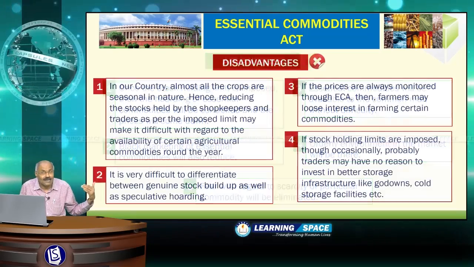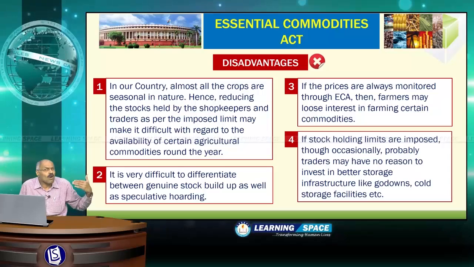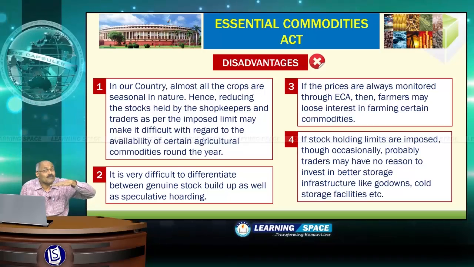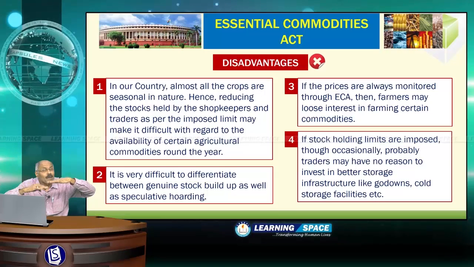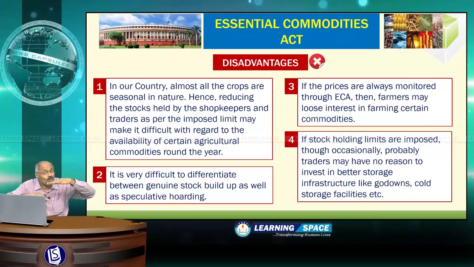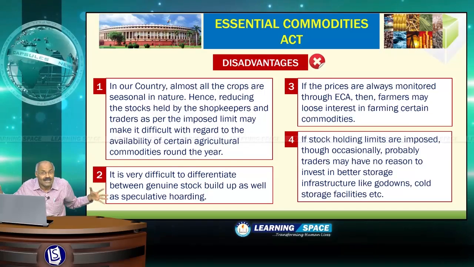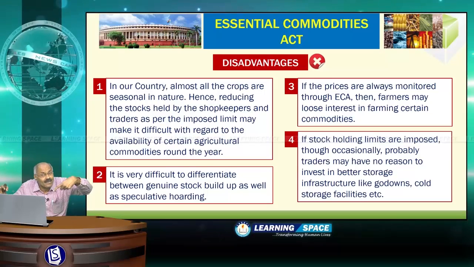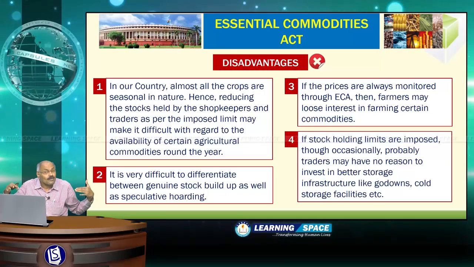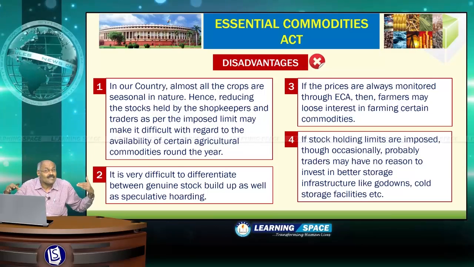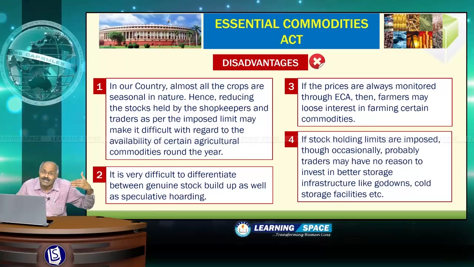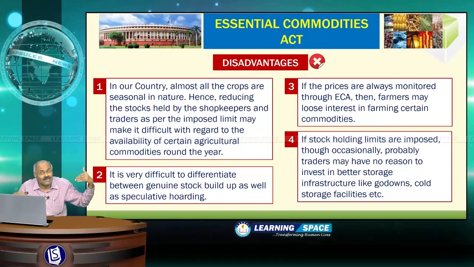If you ask about disadvantages, in our country almost all the crops are seasonal in nature. That means if the stockholding limits are imposed at the bare minimum level, then what will happen? Making the commodity available throughout the year may become difficult. Then the government has to intervene, procure, and store. So it becomes difficult to make seasonal commodities available throughout the year. That is the biggest drawback of this Essential Commodities Act.